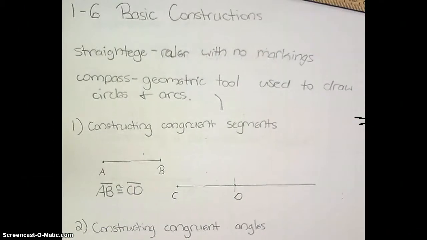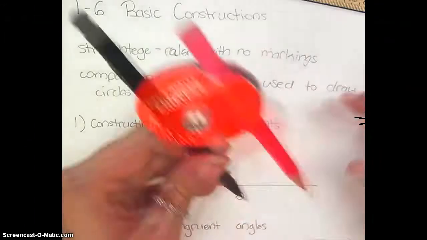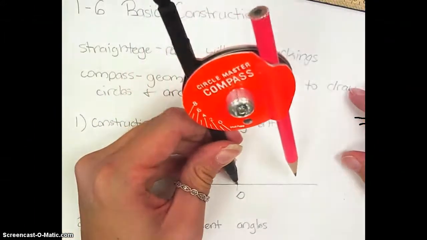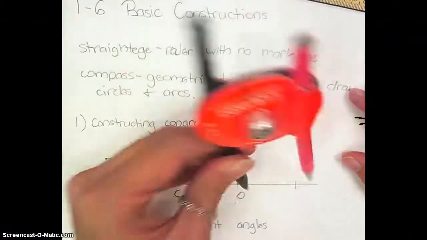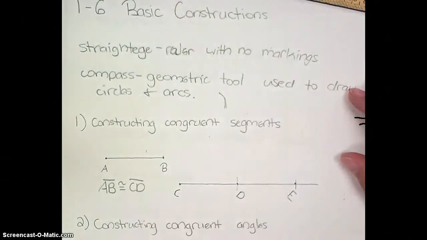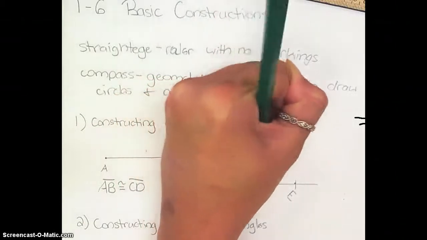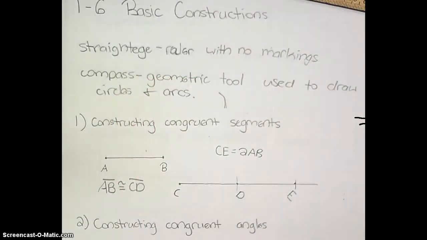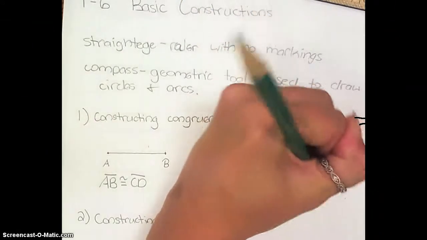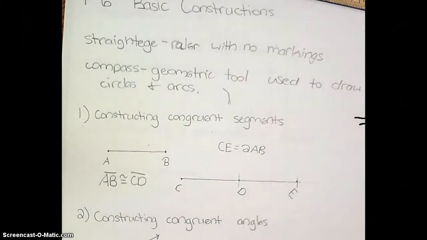I want to show you something else too real quick. We can also create multiples of segments. So if I were to take my compass at the same setting, that's very important that you don't move it at all, and make another mark here and label that point E. Well, point E would be 2 times AB. So CE, that segment, would be 2 times the size of AB. Okay, so we can also do multiples of segments. And then I can erase the end there if I want. All right, so that segment would be twice AB.